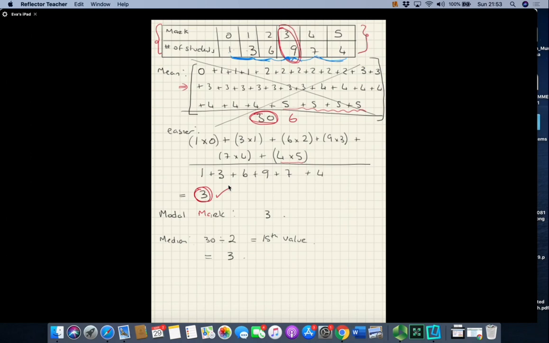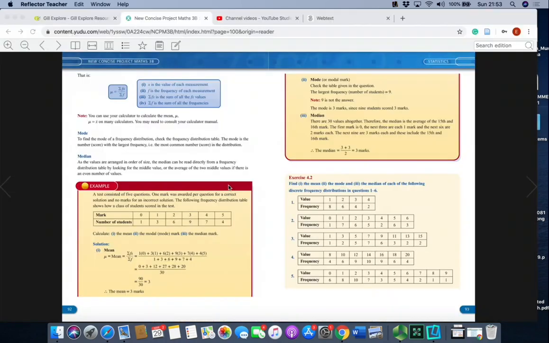Or you can write them out like I've done here for the mean, and you can find the value in the middle. It'll be 3 plus 3 over 2 because it's an even number, so there's going to be 2 values in the middle. So 3 and 3 is 6 over 2, so it'll give you back the 3 again. So that's how you do the mean and the mode and the median of a frequency distribution table.